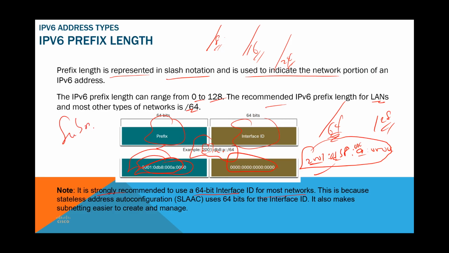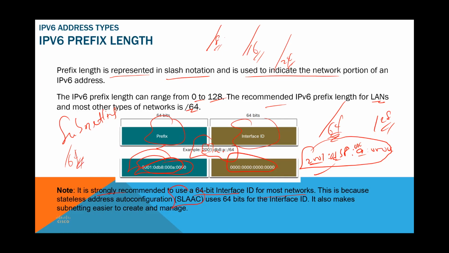Well, let me tell you something, guys. In IPv6, there's also subnetting, but we're not going to do subnetting in IPv6. Even myself, I have not mastered the subnetting of IPv6. So the point we are making is most of the addresses you are going to be working with or seeing will always be /64 everywhere.